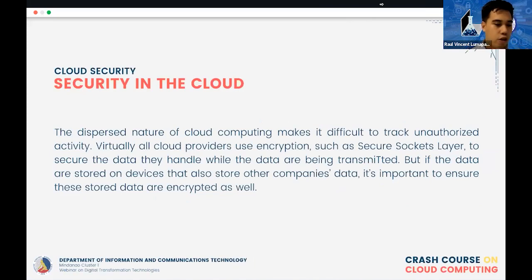So the dispersed nature of cloud computing makes it difficult to track unauthorized activity. That's the problem. Virtually all cloud providers use encryption, which is the basic level of security, such as secure socket layer, or SSL, to secure the data that they handle while the data are being transmitted. But if the data are stored on devices that also store other companies' data, it's important to ensure the stored data are encrypted as well, meaning that you have a localized encryption of your data. That is a good practice to do. You should encrypt on your own and then upload the encrypted data online. There are ways of doing that.